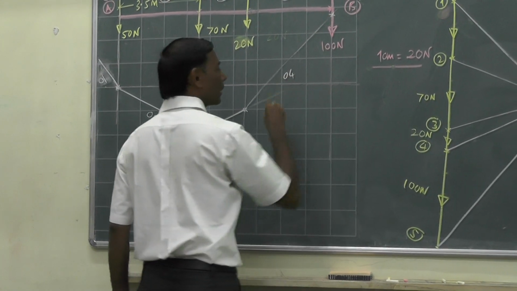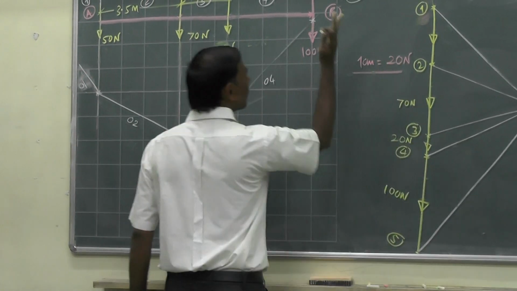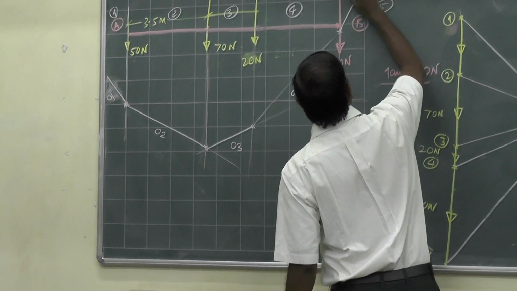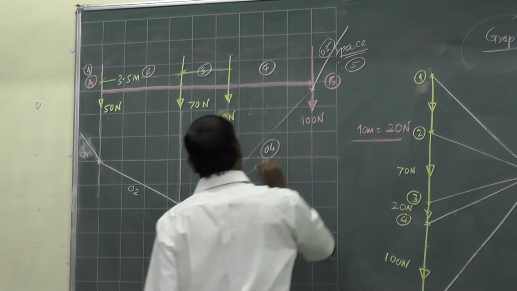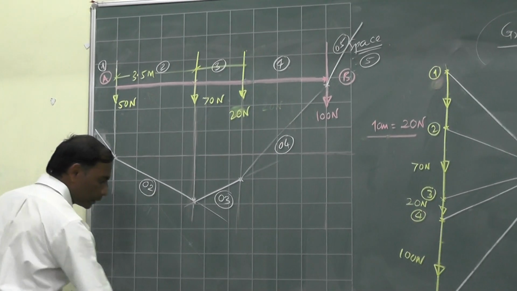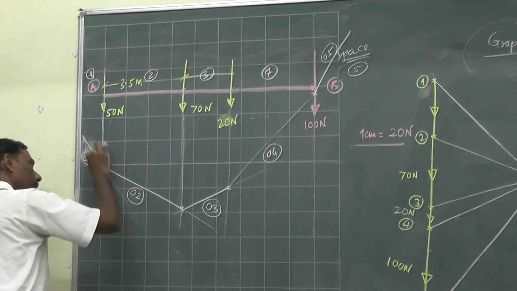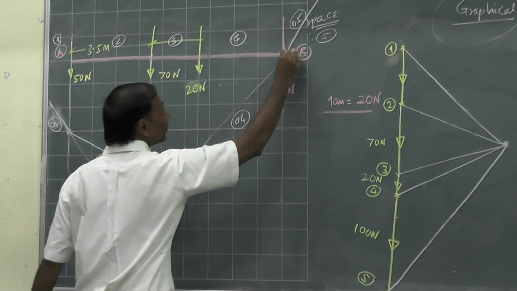This is O4. And the last line is O5, a line parallel to this from this point. So O5 will cut here. So this is O5. If you see the O4, O5, O3, O2 and O1 lines, what we have to do now is extend the first line with a dotted line or another color, and the last line is also to be extended.